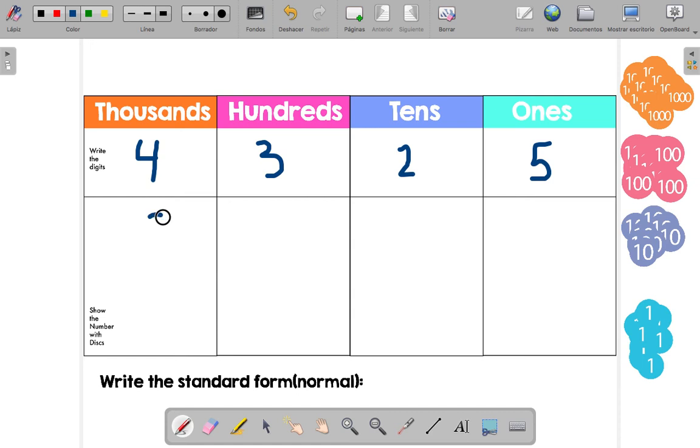So, for example, I can have a 2 here. I can have a 2 here. I can have a 2 here. And I can have a 2 here. Okay? That 2 here would be a 2,000. That 2 here would be 200. That 2 here would be 20. And the 2 here would be just 2 because they are ones. Okay? That's why the place of the numbers is super important. So let's go back to the number that we have.